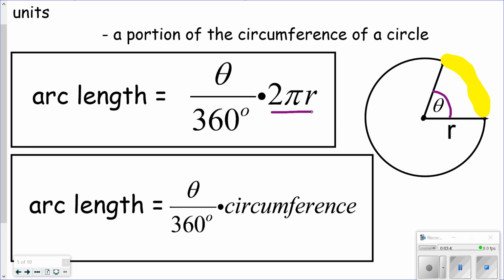And also remember, 2 pi r is the circumference. So some problems might give you the circumference right away. And so our second equation for arc length is theta divided by 360 times the circumference.